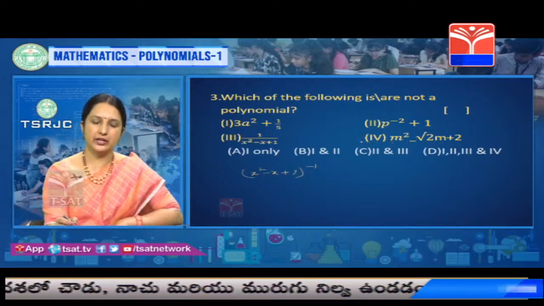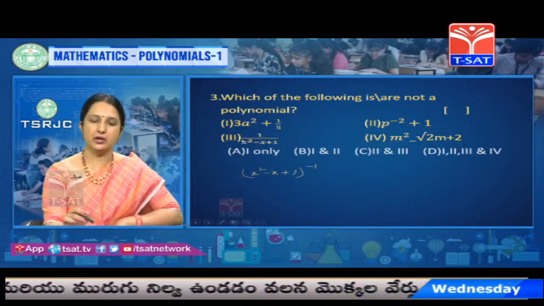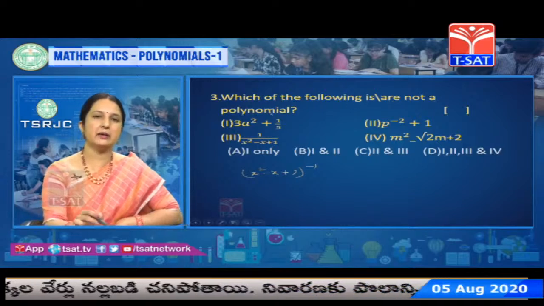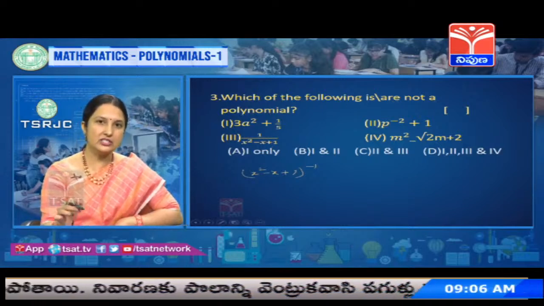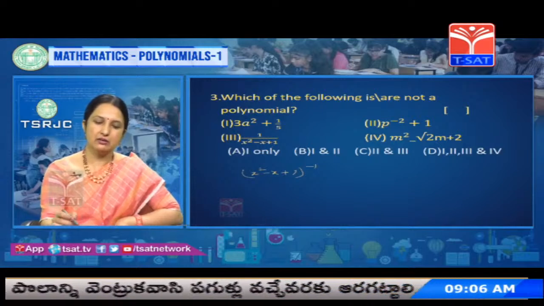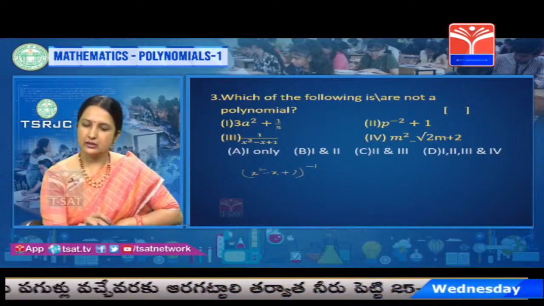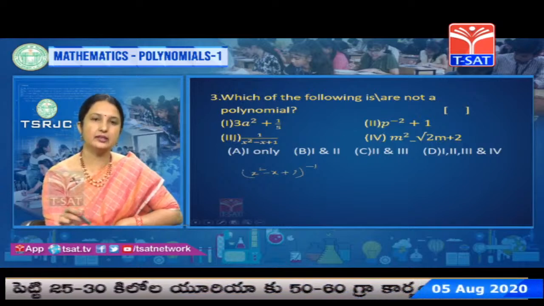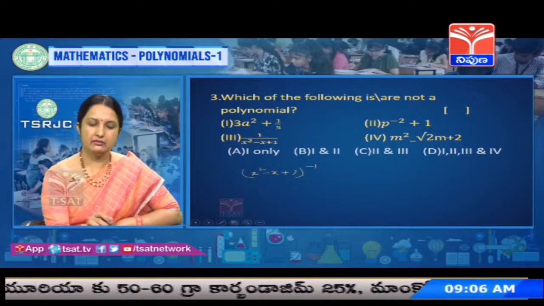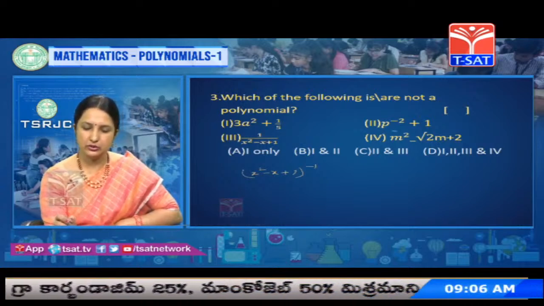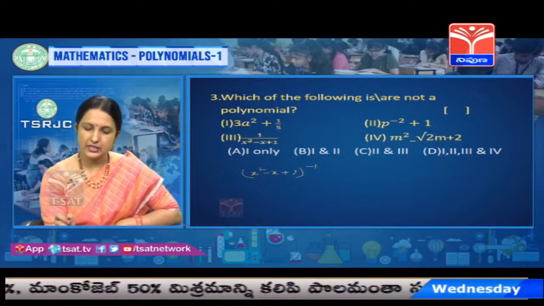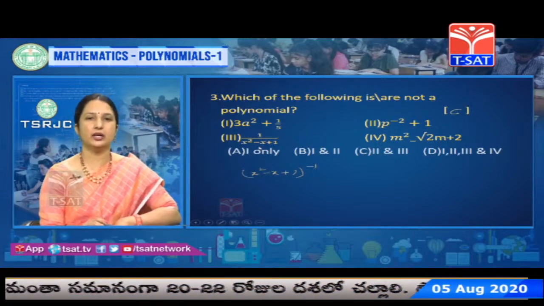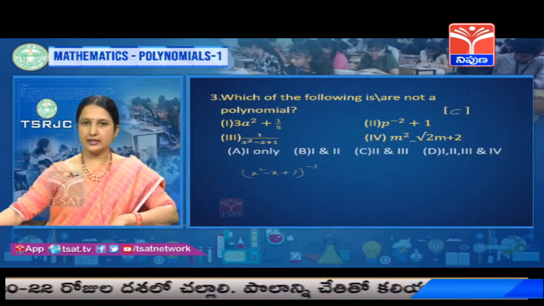1 and 4 are polynomials. 2 and 3 are not polynomials. The question is which of the following are not polynomials, so we have to select 2 and 3. Where is that? Option C is there. Option C says 2 and 3 are not polynomials. So option C is the correct one.